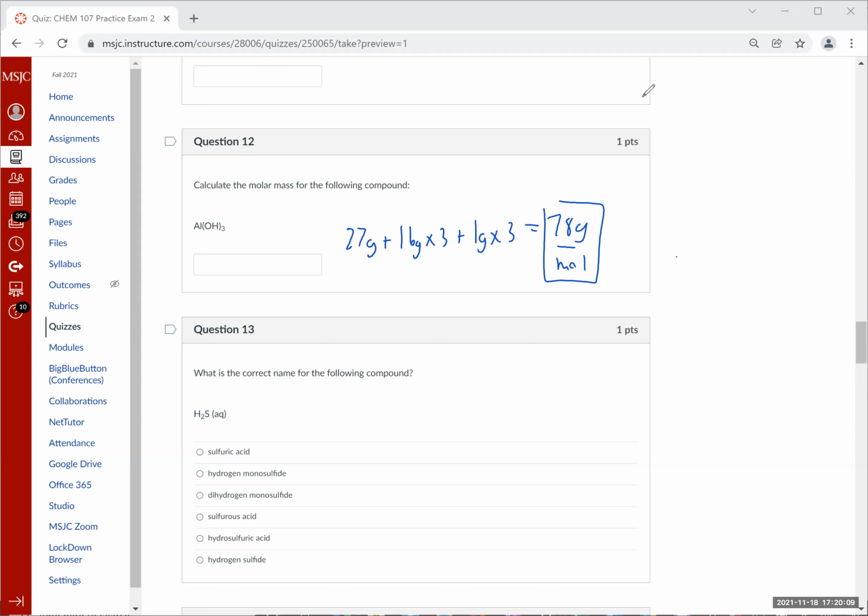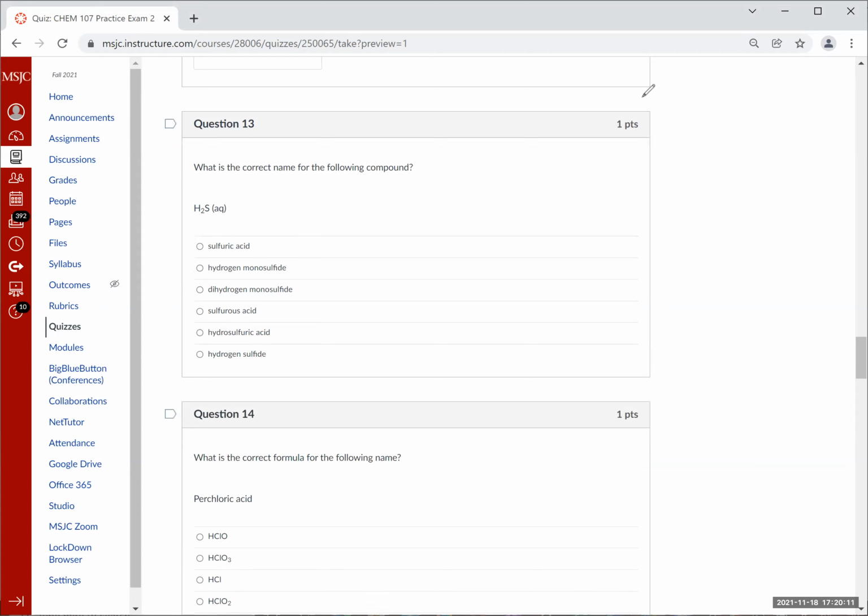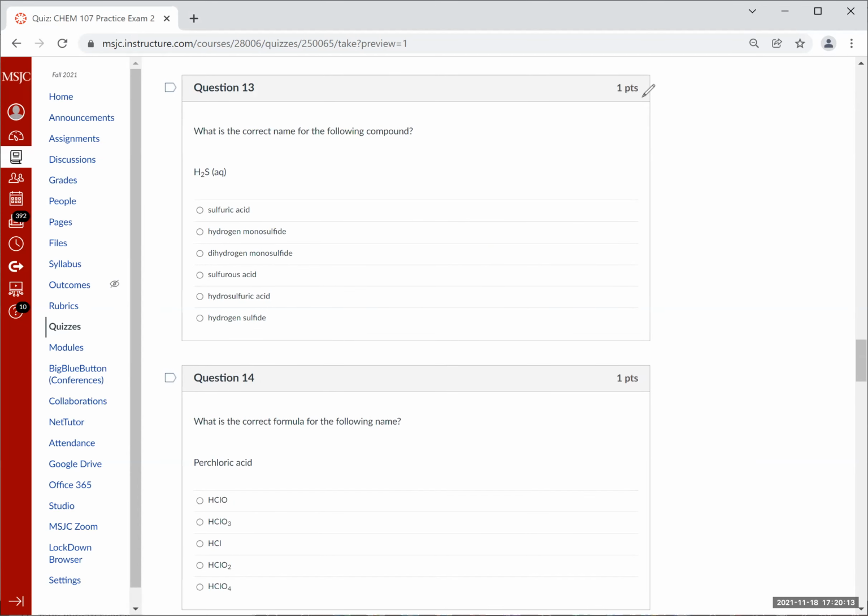Okay, let's look at the next problem in this sequence. In this case, we're dealing with more naming. So in this case, we're looking at an aqueous acid. So in this case, we use the hydro prefix. So this compound would be hydro, and since it's sulfur containing rather than hydrogen sulfide, this would be called hydrosulfuric acid. Any questions on this example?